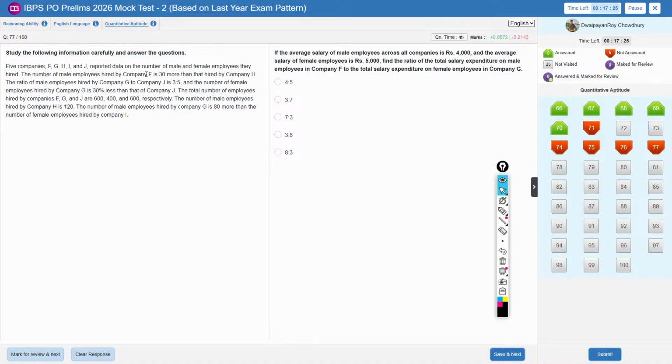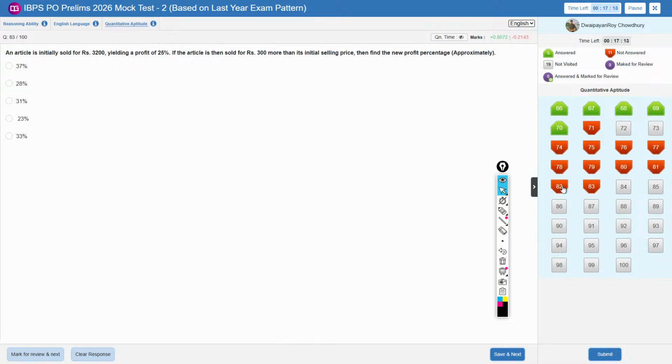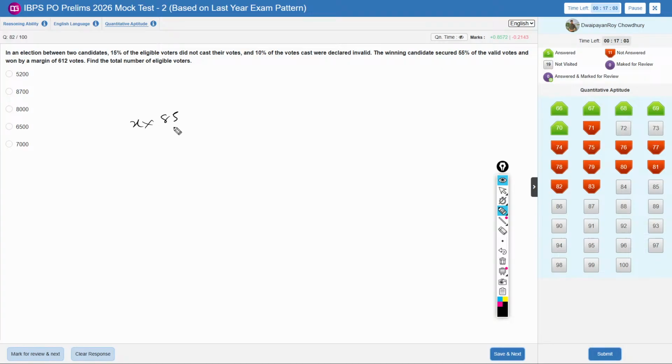5 companies. Okay, male, female. The questions are also quite large, so I will skip this DI. An election between two candidates, 50% eligible voters did not cast their vote. So total eligible voters X, 85% cast, 10% invalid. Winning candidate this, invalid votes and won by a margin. So the losing one got 45.